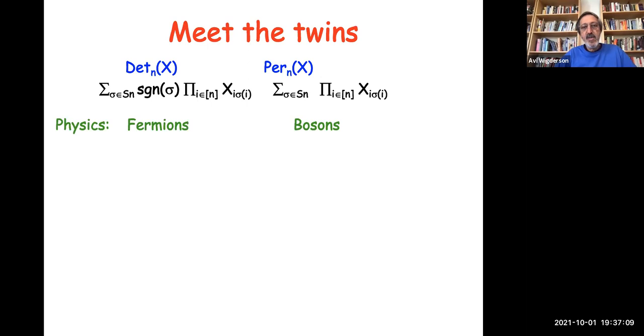Physics is something that's rarely discussed in these connections, but it's extremely important, and we'll talk about it towards the end. Somehow they appear in physics very prominently. They are the wave functions of n independent particles, and depending on whether these particles are fermions or bosons, and I'll explain this a bit later, the wave function will be either the determinant or the permanent. So they occur naturally in physics.